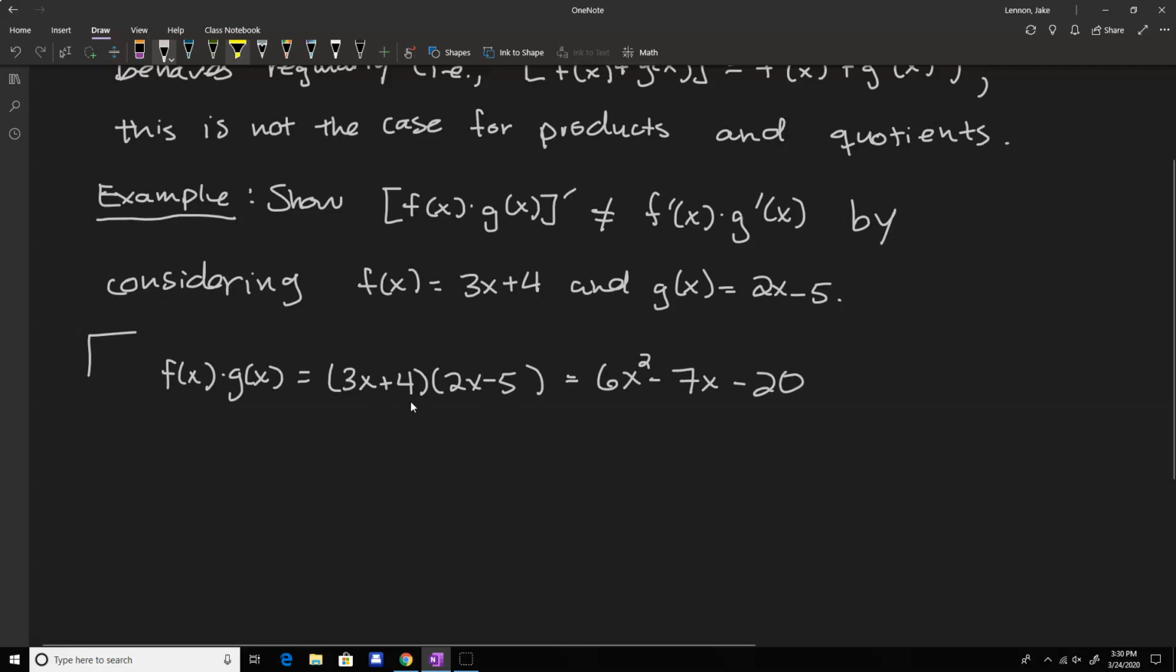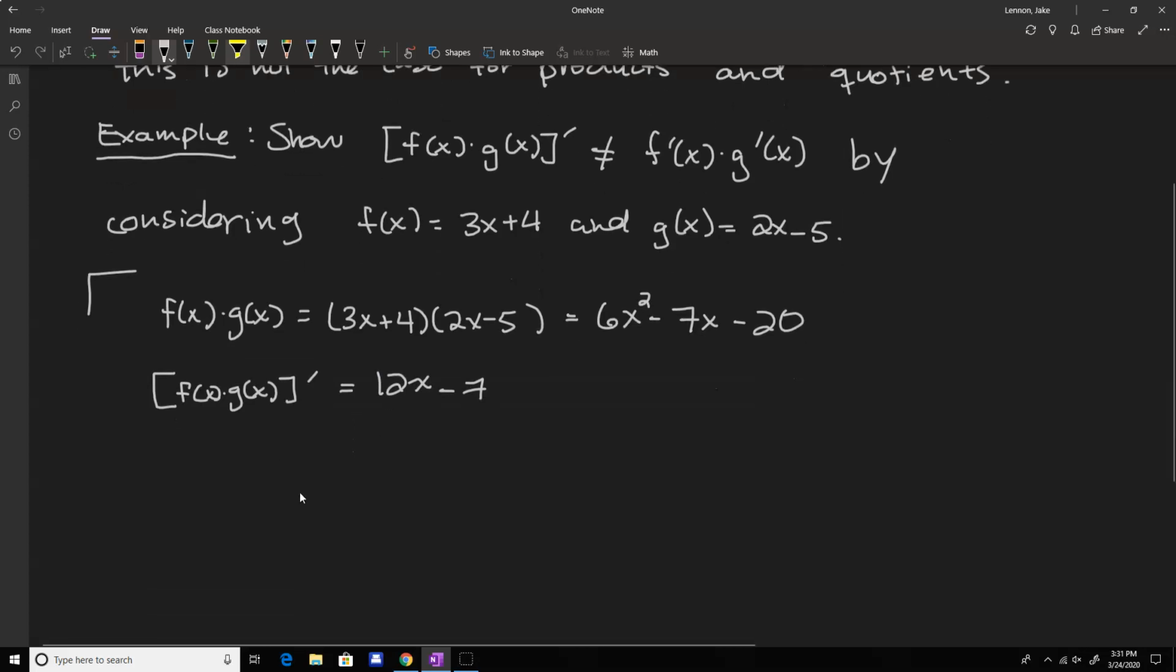So again, your 3x times 2x gives 6x squared. Your outside is 3x times minus 5, minus 15x. Your inside is plus 8x, so negative 15x plus 8x is the minus 7x in the middle, and 4 times negative 5 is minus 20. So if we take the derivative of this expanded f of x times g of x, we can just look at the expanded polynomial, and we would get 12x minus 7, and that is our derivative.